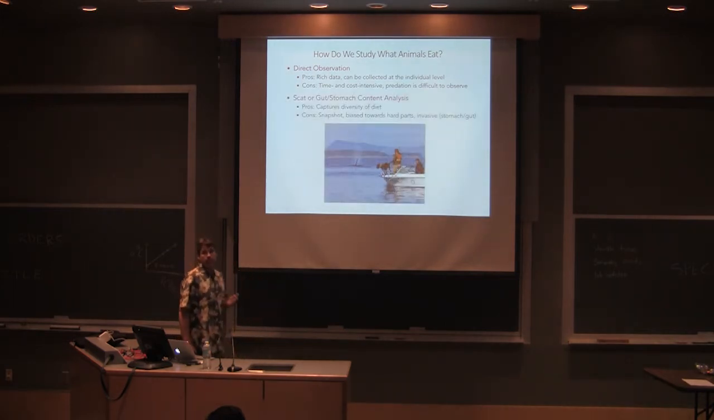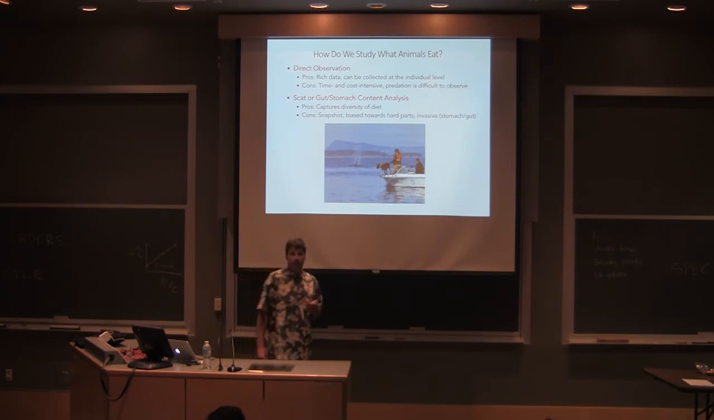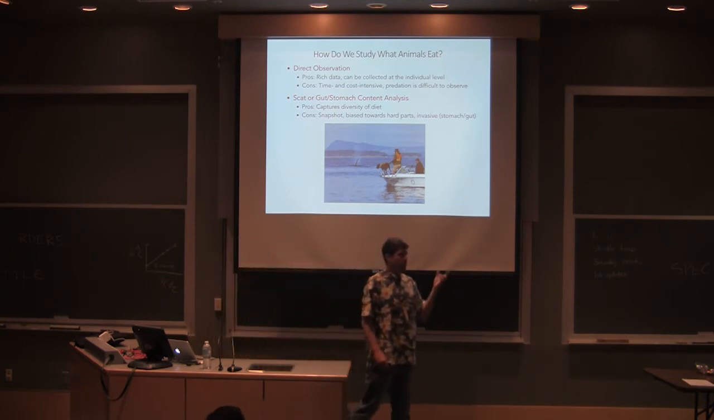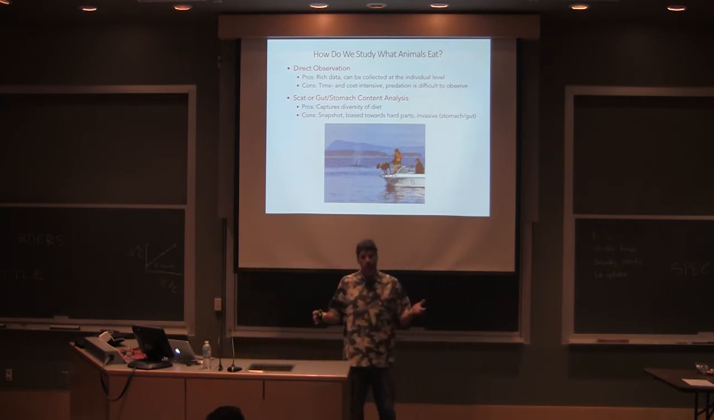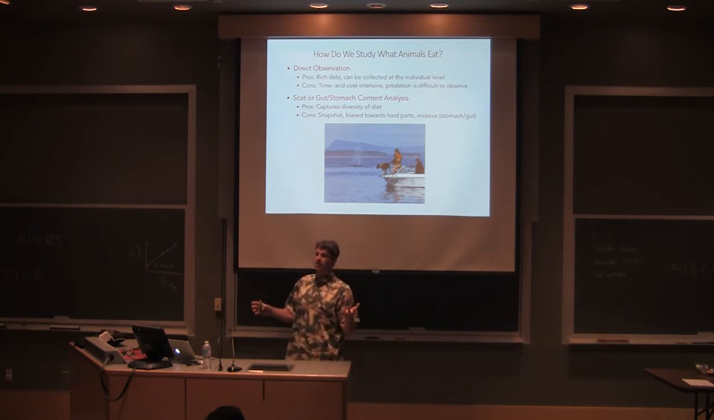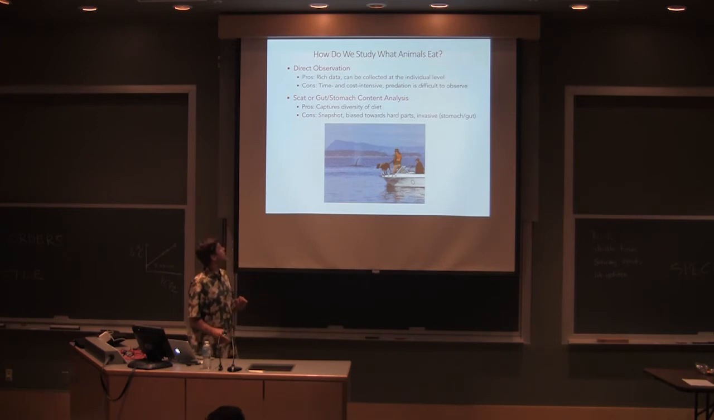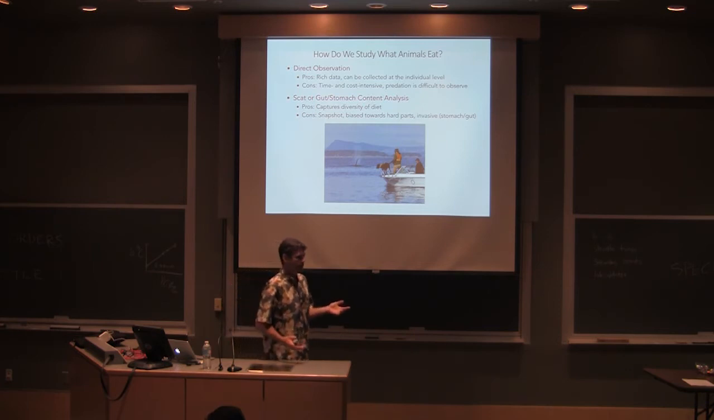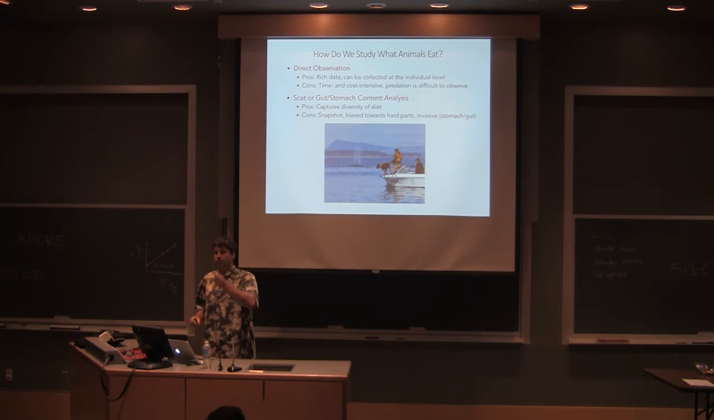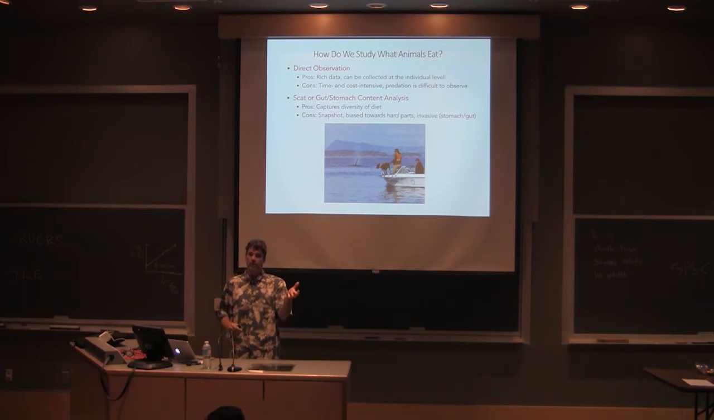Another way we can do it is with scat or gut contents, okay? So we can follow animals around, we can pick their poo up, we can sift through their poo and figure out what they ate. Sounds fun. It's actually not too bad. It's better for some animals in comparison to others. Or we can wait till they die, we can rip them open and look at their gut contents, okay? So the cool thing about this is that you can usually identify different species of prey in both scats or in gut contents. So it gives you a lot of information about the diversity of diet in the animal.